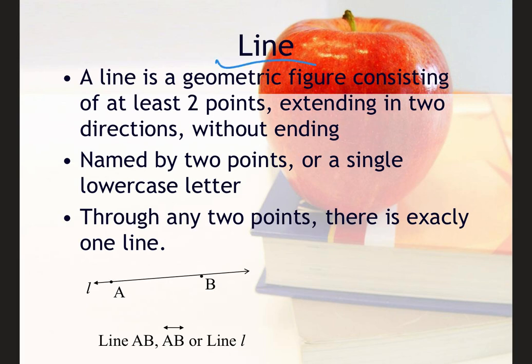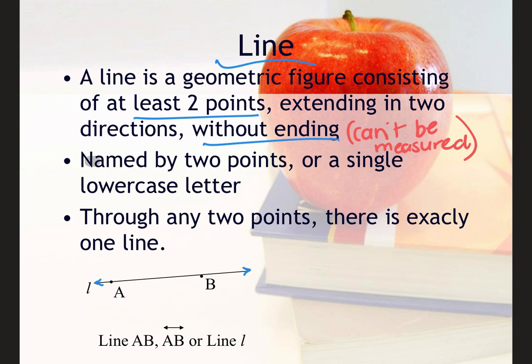Next up is a line, and by definition, a line is a geometric figure consisting of at least 2 points. So it obviously is more than just 2, but at minimum is 2 points. It extends in 2 directions, and it doesn't end. And that's important because that means what these arrows are doing at the end is continuing on in each direction. Because it doesn't end, it cannot be measured. So you can't find the length of a line.